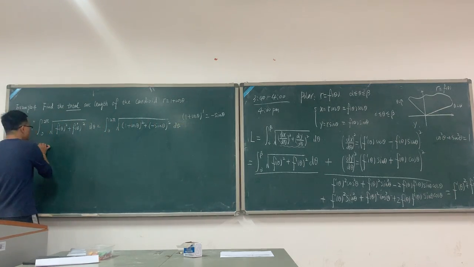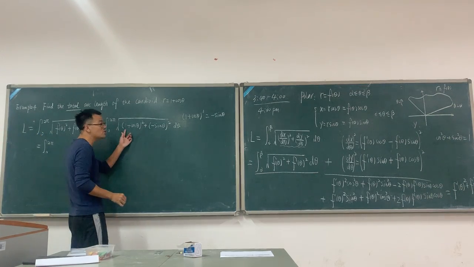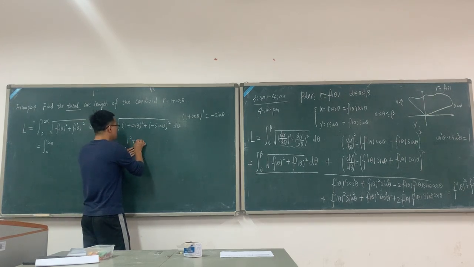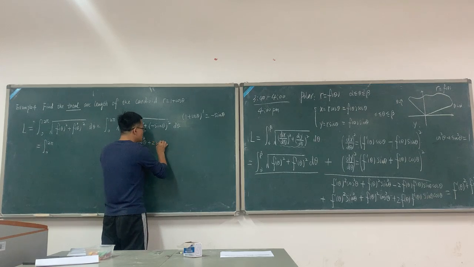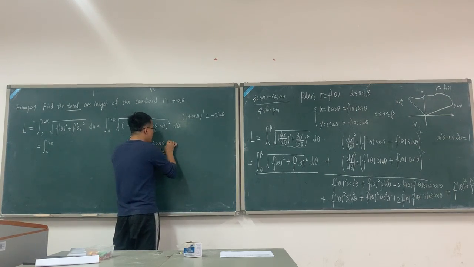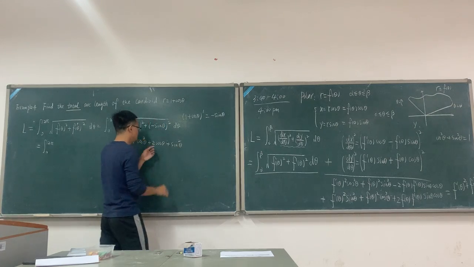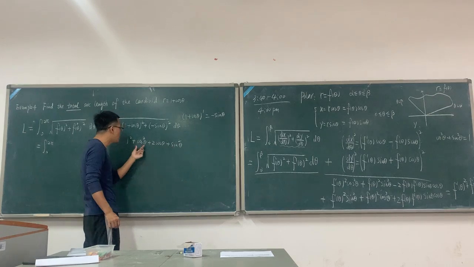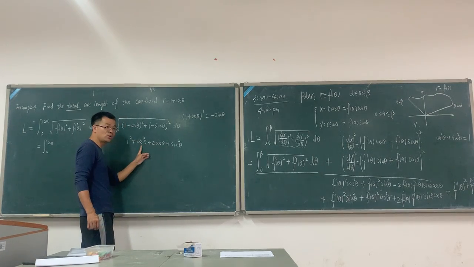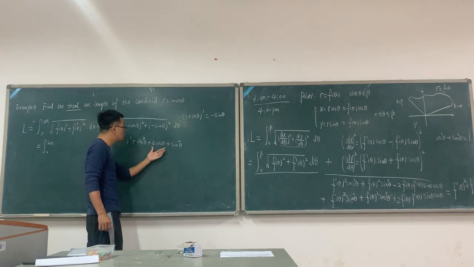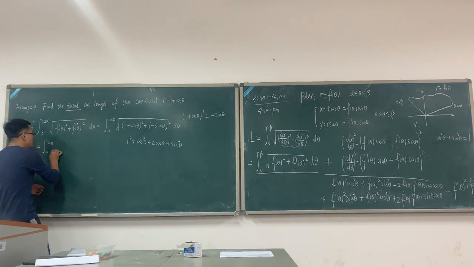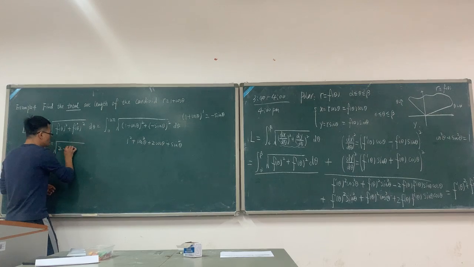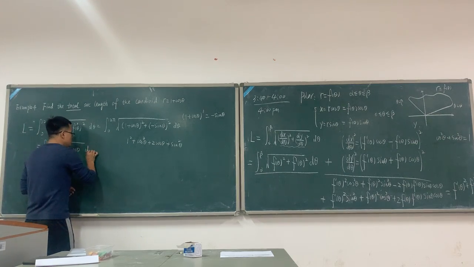So here this is equal to the integral from 0 to 2 pi of 1 square plus cosine theta square, then plus 2 cosine theta, and plus sin theta square, yeah? So here we can see cosine square plus sin square is 1. 1 square plus 1 is 2. So here is 2 plus 2 cosine theta, d theta.